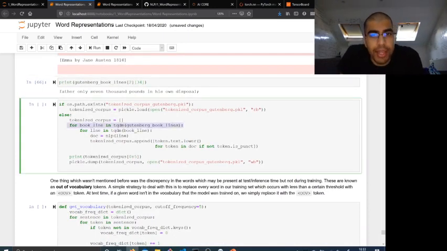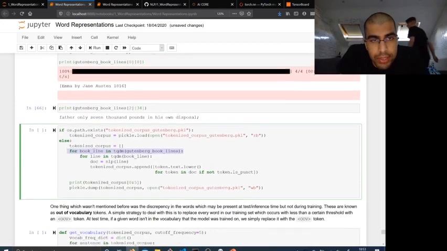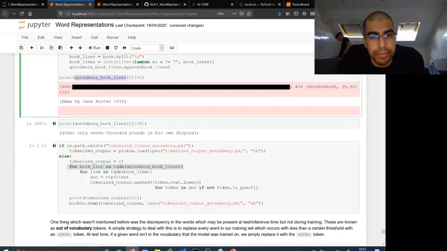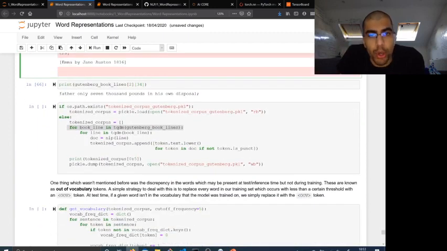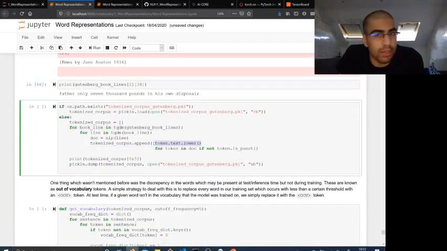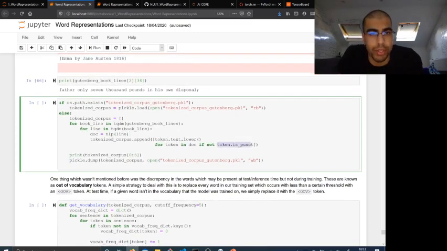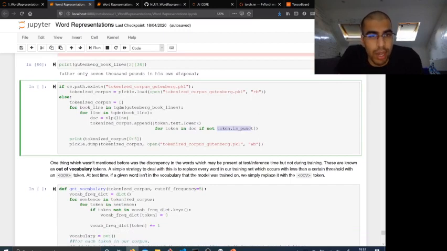Now, for every line that we have in this Gutenberg book lines list, we're going to tokenize this. And how we're going to tokenize this is we're going to lowercase it, and then if it's not a punctuation either, we're going to, for token in doc if not... Okay, we can't lowercase a... sorry, we're just going to omit the punctuation as well. Now, running this takes way too long to do manually, so I've tokenized it for us previously, and we can just load that in.